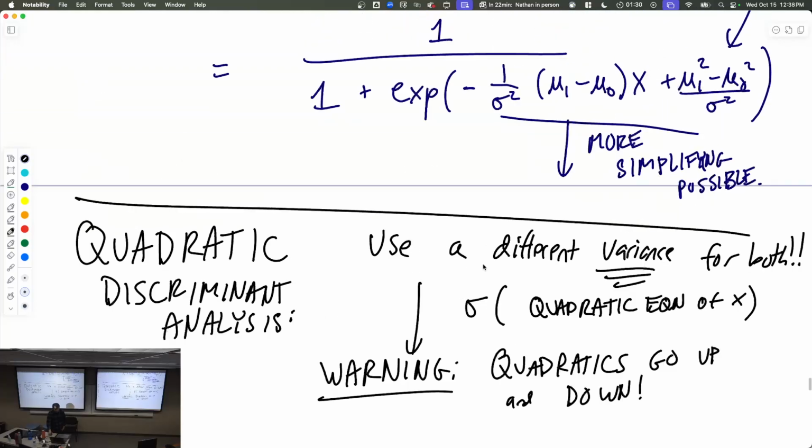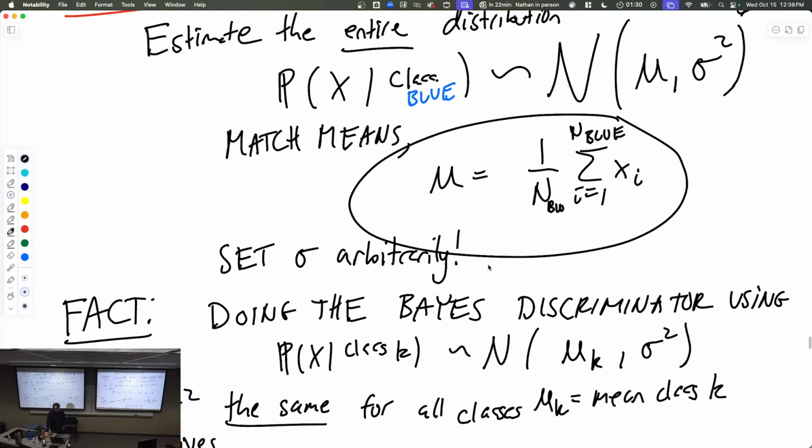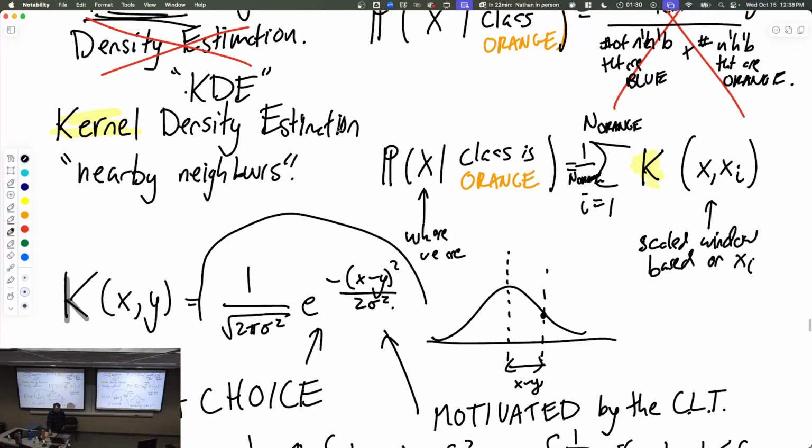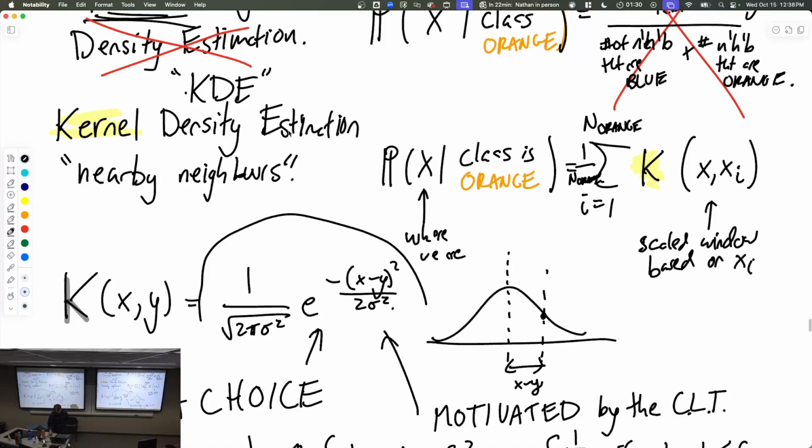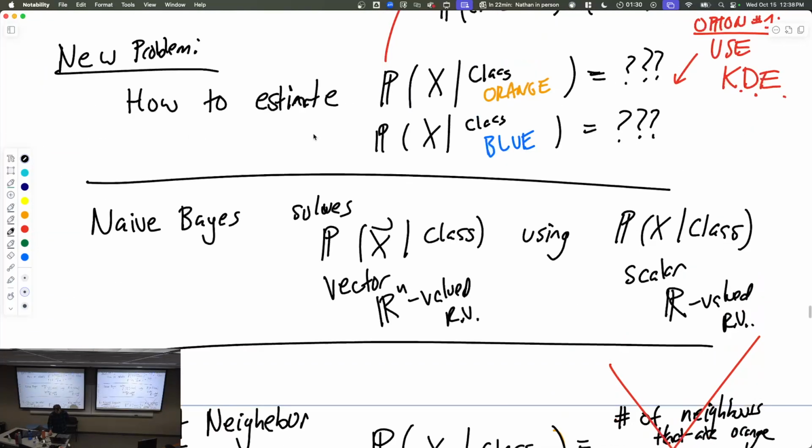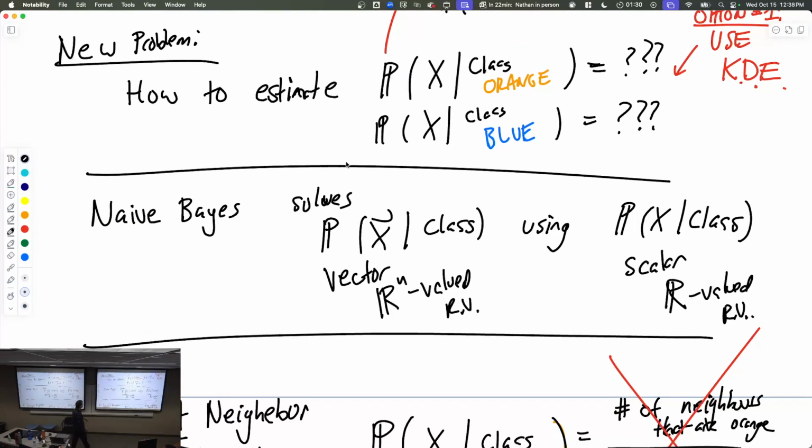Okay, so those are the three basic methods. I personally love KDE. I think KDE is underrated, and everyone should know KDE because it's so great. And then you have these nice classifiers. The thing I'm going to go back and do right now is something we talked about a minute ago, which is naive Bayes. And naive Bayes lets you upgrade from any individual thing to a vector valued thing.